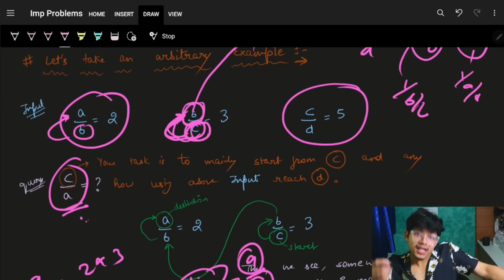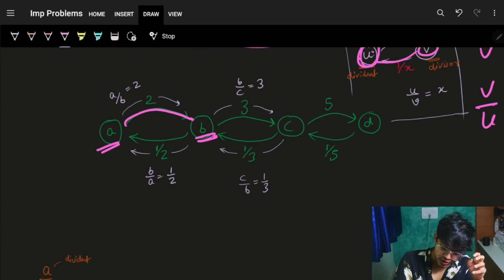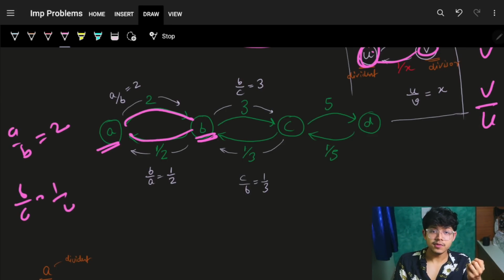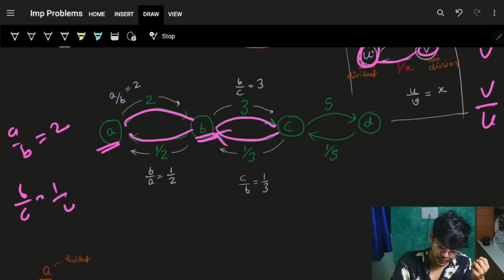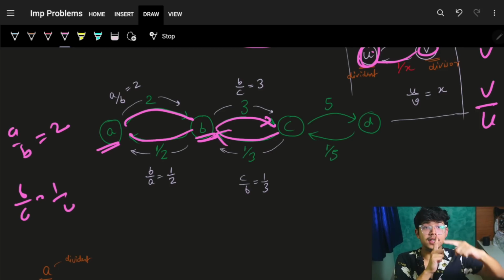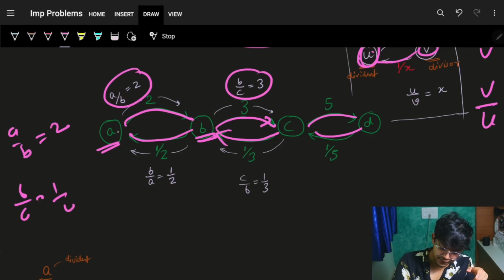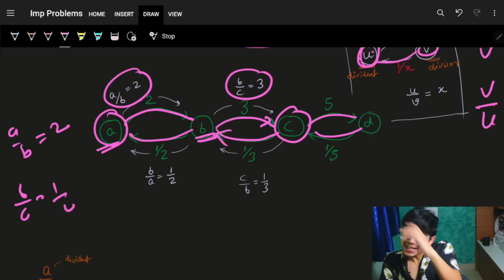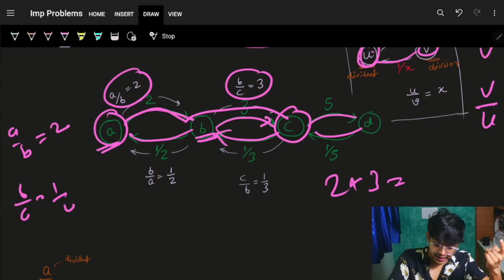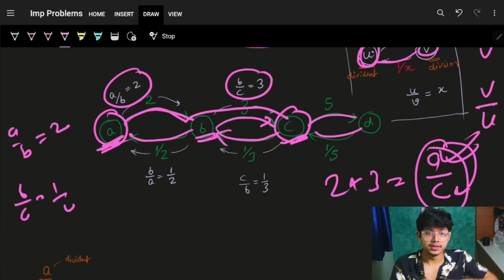So I tried to build a graph out of these inputs, and this is how we reached the conclusion that, okay, from A to B, I can add a 2, which is A upon B is 2, and vice versa, B upon A is 1 upon 2. Then B to C, and then C to B, and you will see it's a directed graph, because if B upon C is 3, then C upon B is 1 upon 3, so both have different values. Same for this case. Now A upon B is 2, B upon C is 2. If I want to go from A to C, I will go along the path, multiply whatever values come in, and ultimately reach the answer for A upon C, the numerator and denominator, starting from this node and reaching this node.